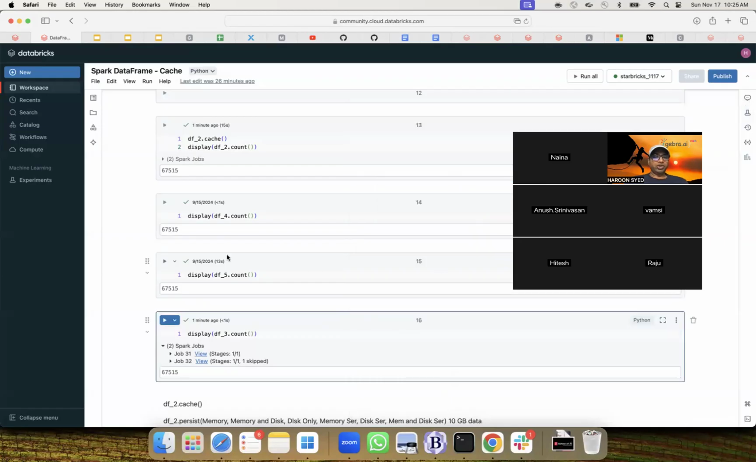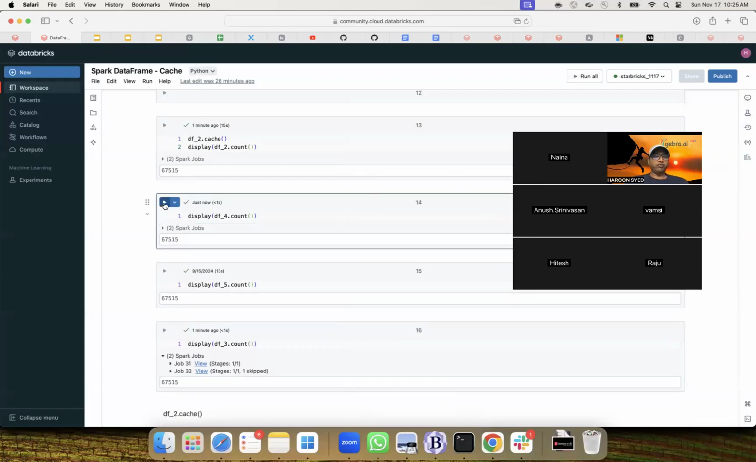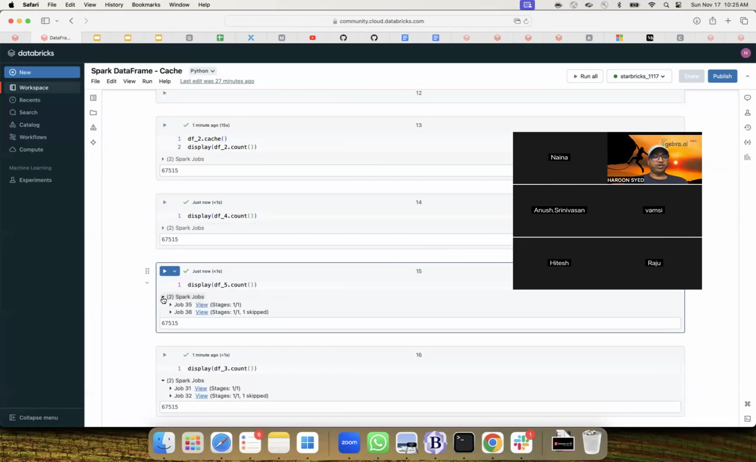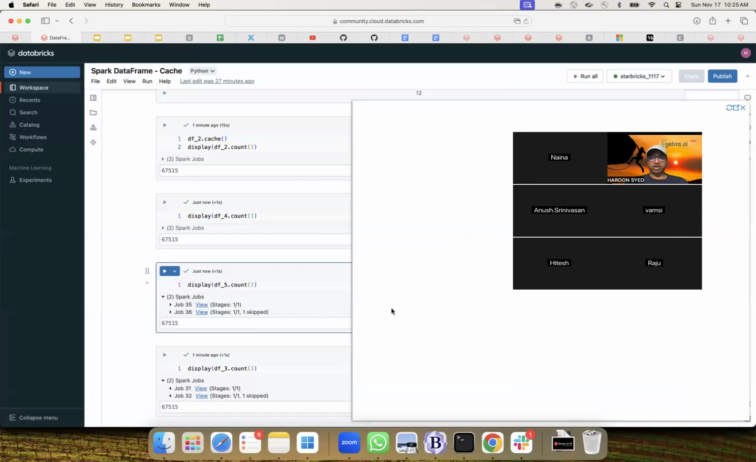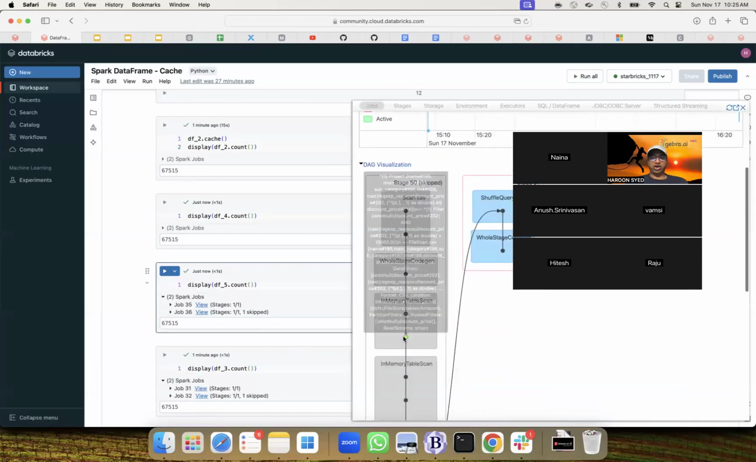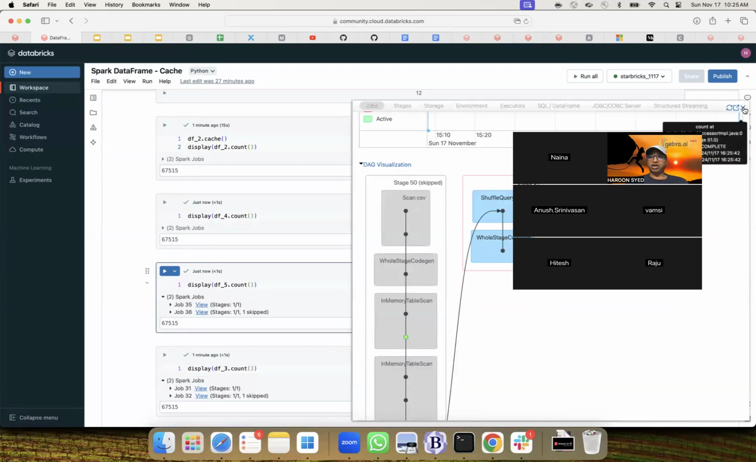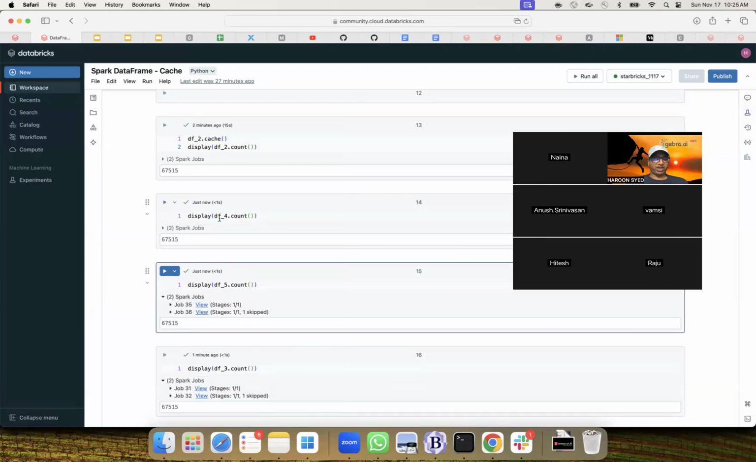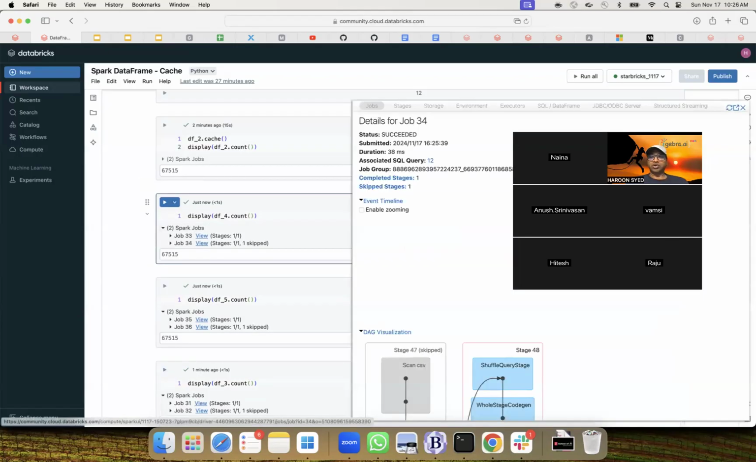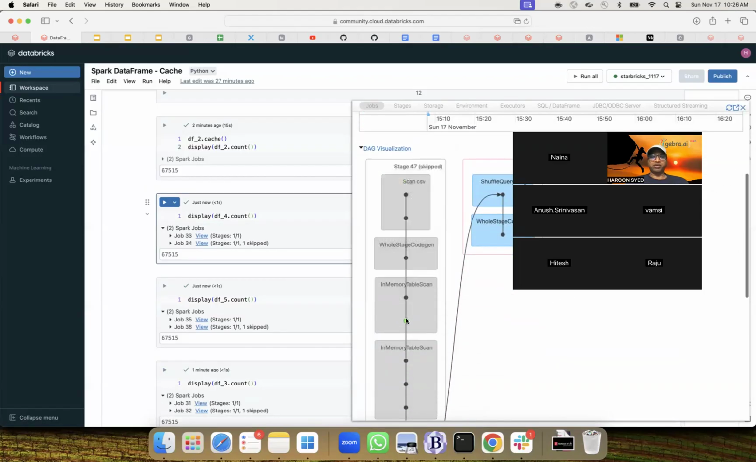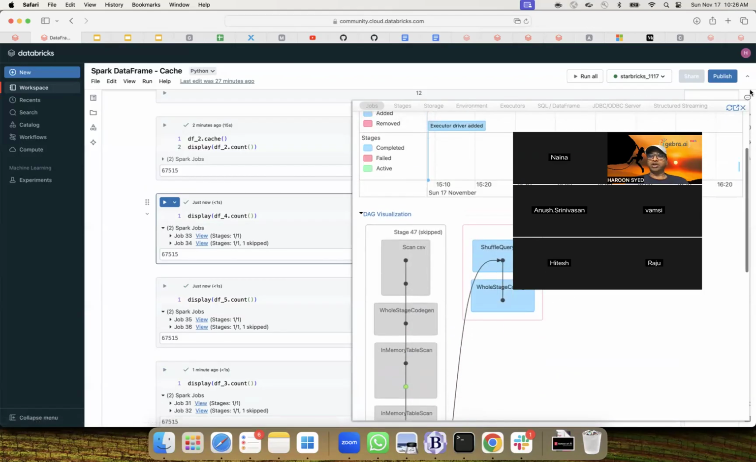Cool. So you can do data frame 4, less than 1 second, data frame 5, less than 1 second. Everywhere you check, you still see the green dots where it's reading from the same cached data frame.